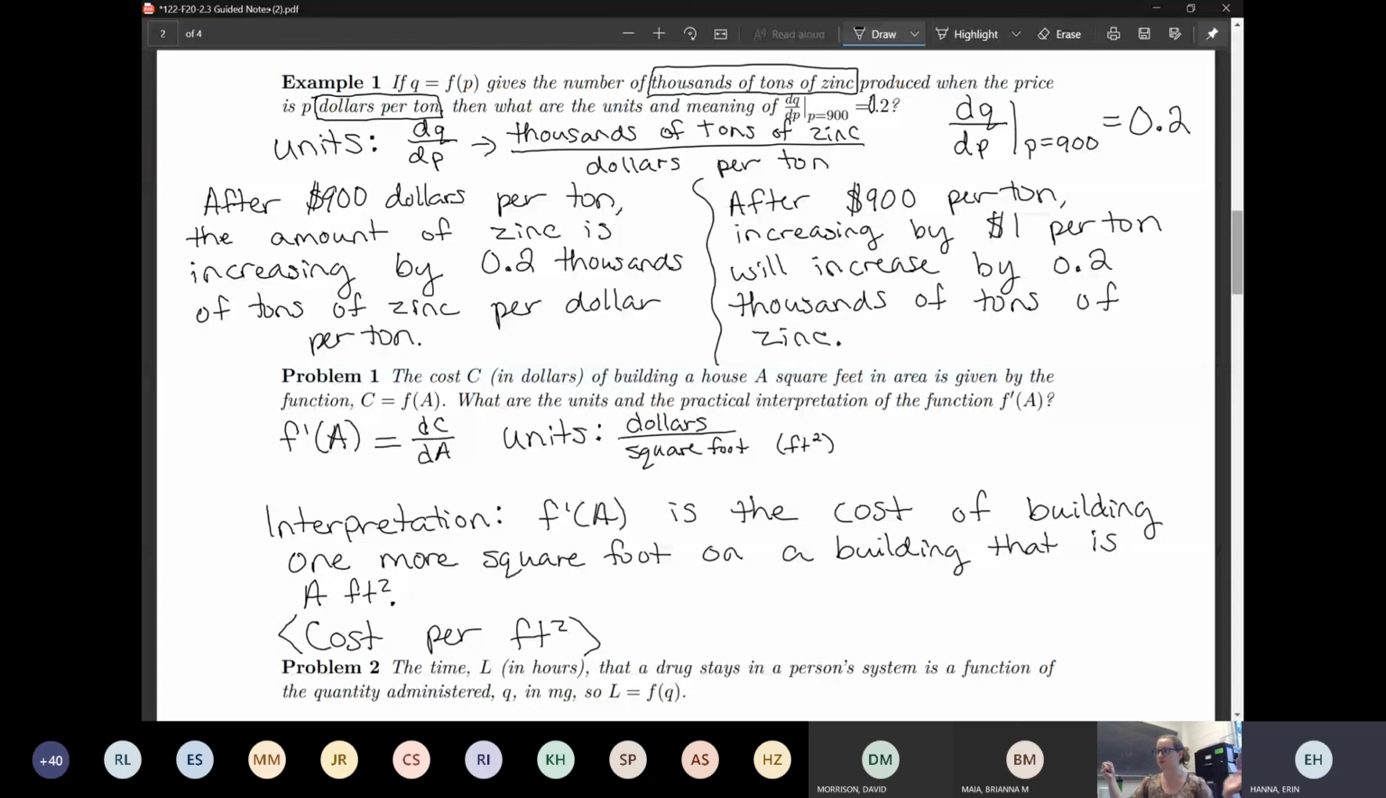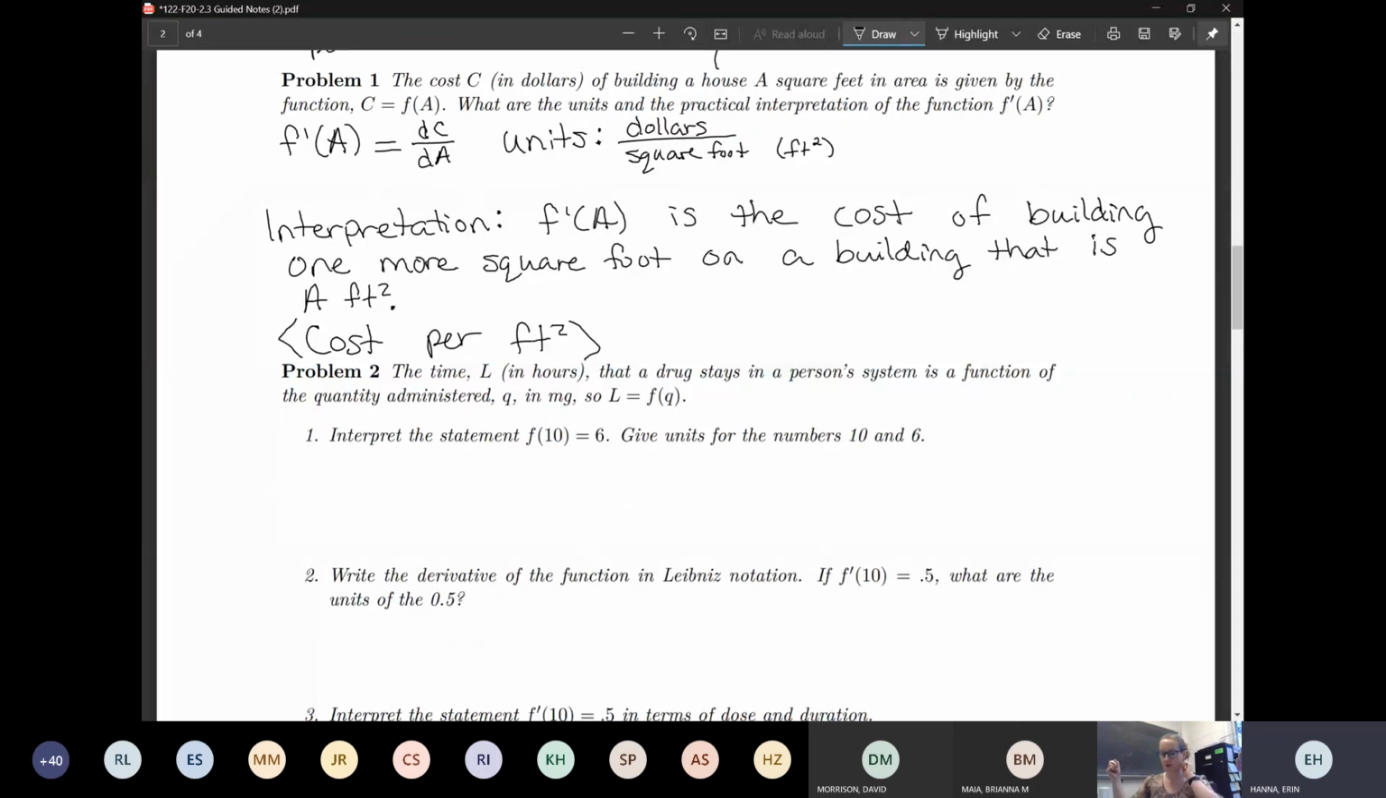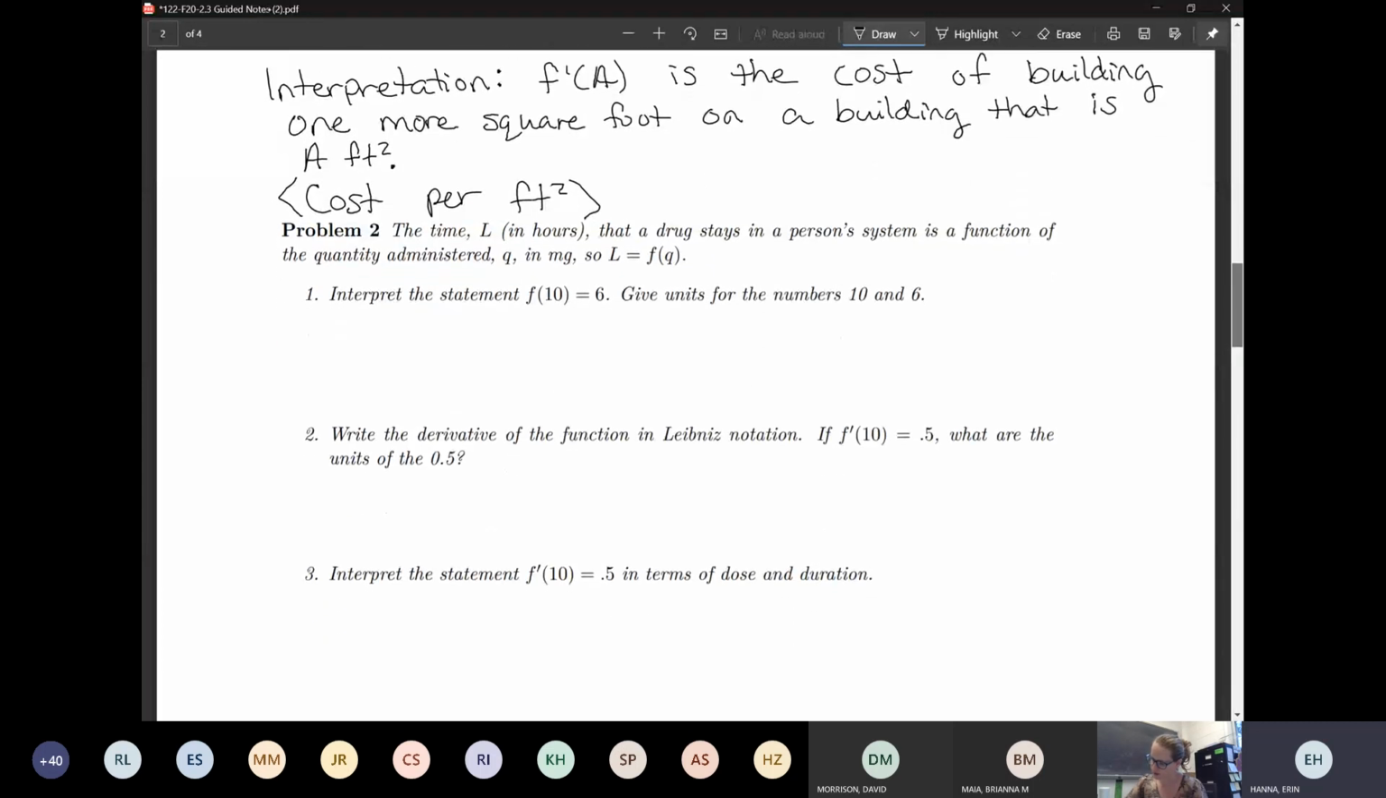Questions, concerns? Before we go on to change of line approximation. Savvy. Let's do one more interpretation one then.